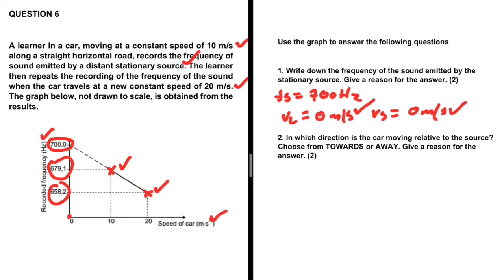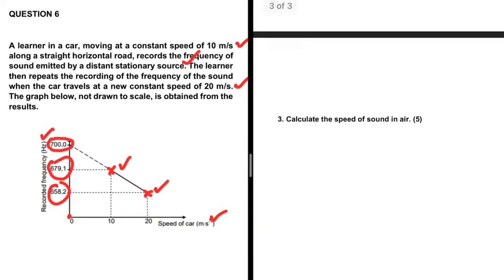So what are we saying? In which direction is the car moving relative to the source? It is moving away. Why do we say that? As the velocity of the listener increases, FL, the observed frequency, decreases. So the listener has to be moving away from the source if that is the case. That is question 2. Let's go ahead and take a look at the third question.